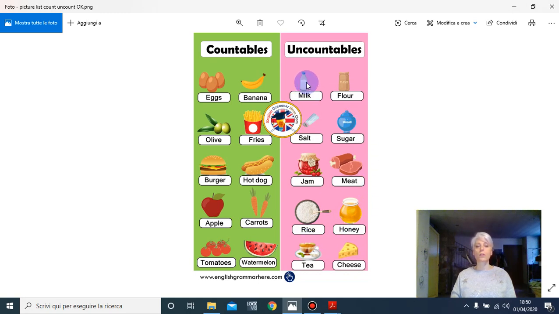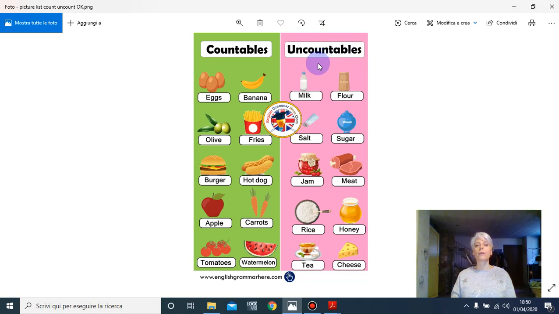We can use some, but even there is lots of. C'è molto latte. There is lots of milk. There is lots of flour. There is lots of salt. There is lots of sugar. Good.